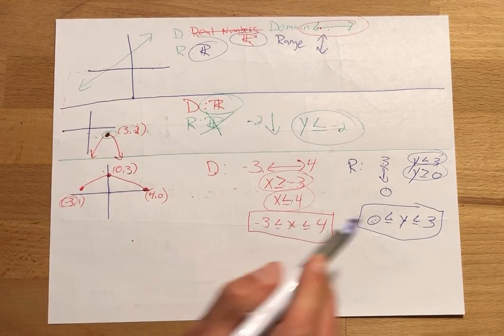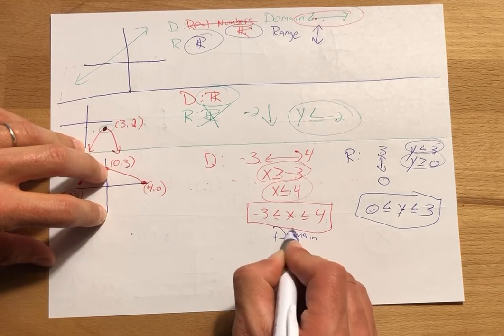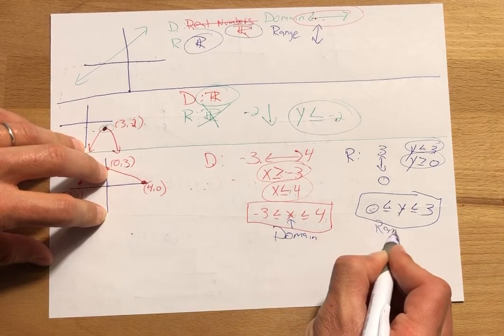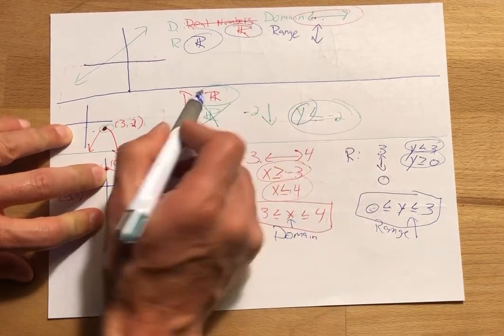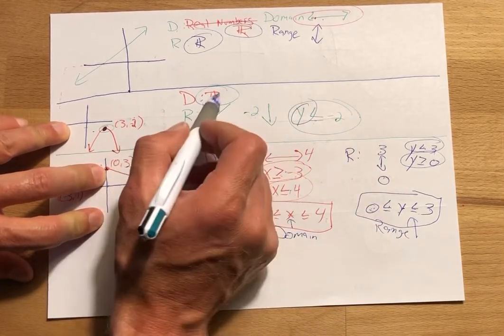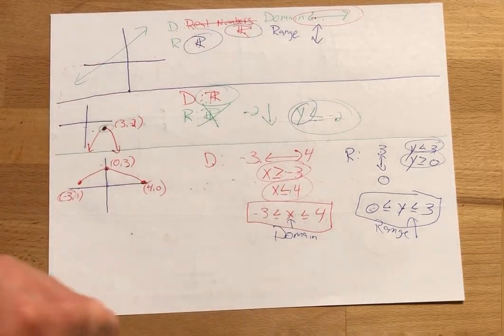This is your domain. This is your range. Notice your domain has the x. Your range in the statement has the y. Your domain, if it's all real numbers, it's just all real numbers. But if it's in between, it's always x.